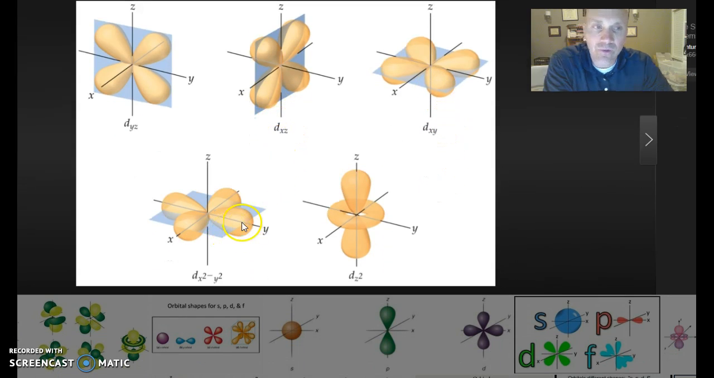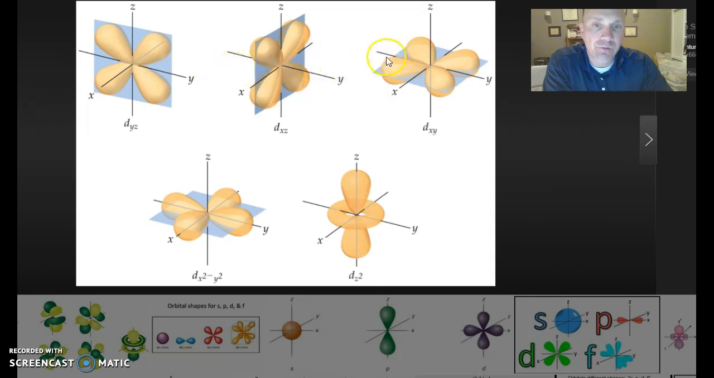2 of them are kind of different. This orbital right here, which is called the dx squared minus y squared, looks like the previous 3 that we talked about, but notice that these lobes lie along the axes. And the last one, the dz squared, is along the z-axis. I know that these orbitals have relatively complicated looking shapes compared to the s orbital and the p orbitals that we talked about before.